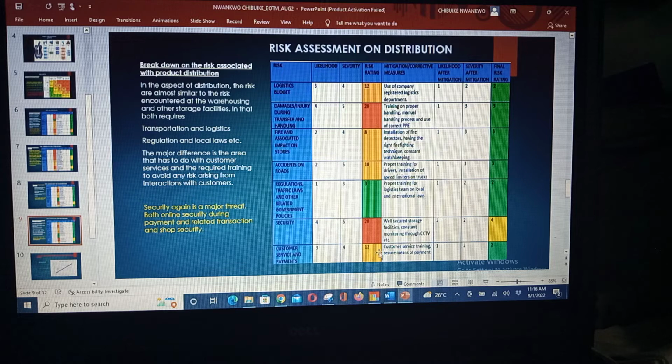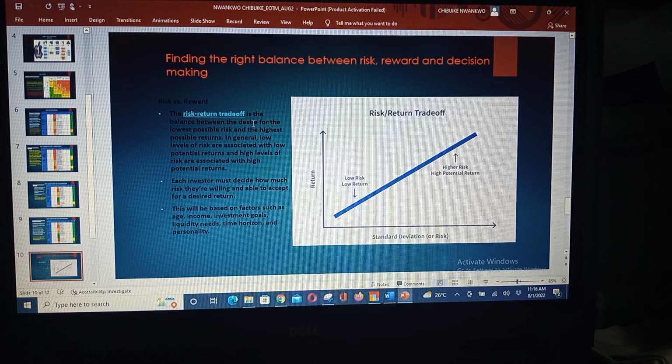So it was 12, and after a lot of training and security in payment have been done, this is brought down to 2. It means that it's safe to go. After all these risks have been calculated, I jump into finding the right balance between risk, reward and decision making.